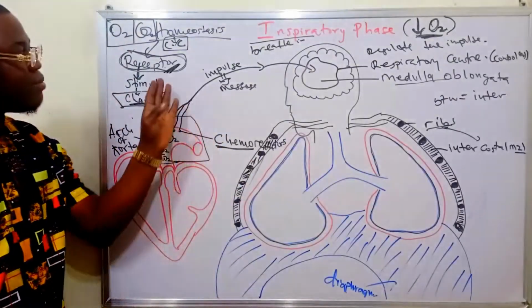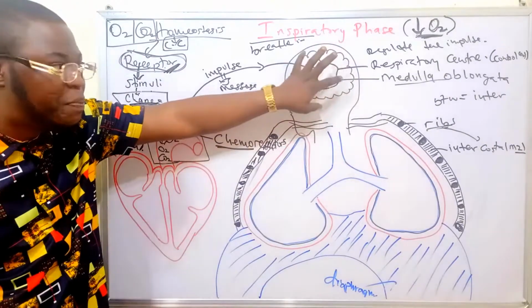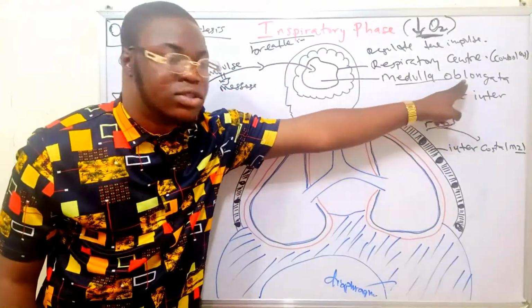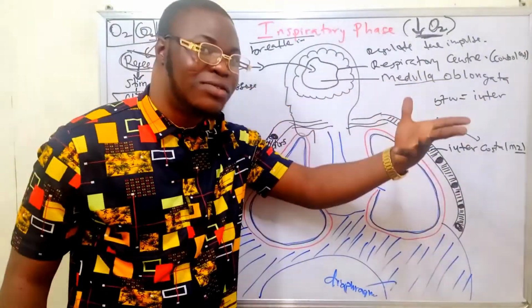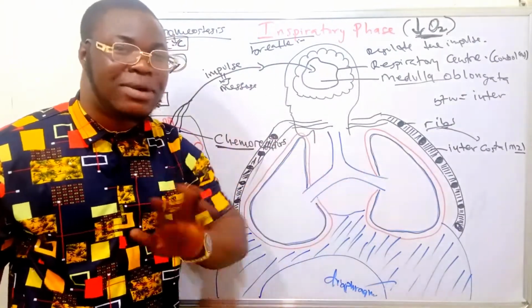Now the point is that it's going to send an impulse to the what? To the brain. But which part of the brain? To the medulla oblongata. So the medulla oblongata is one of the respiratory centers. Don't forget, I said one of, even the pons is there, but that is under nervous coordination. We'll talk about it later.